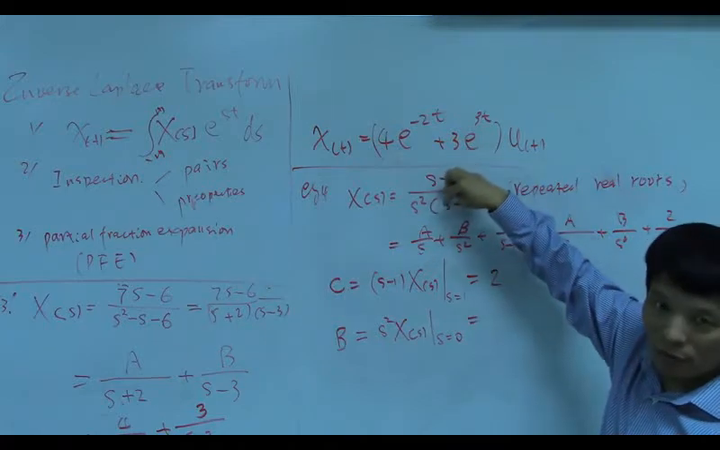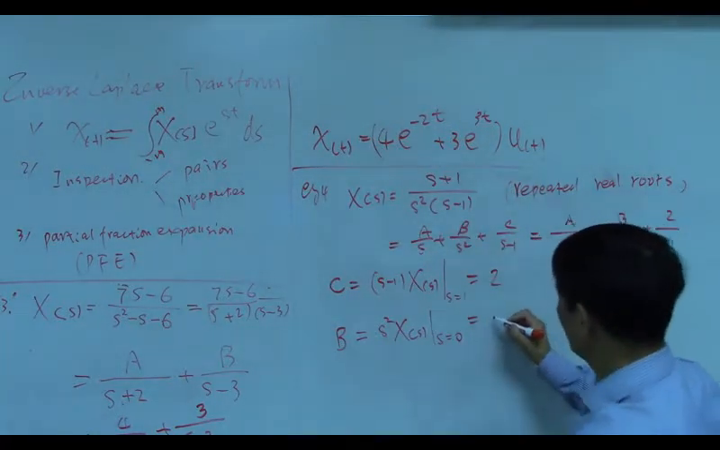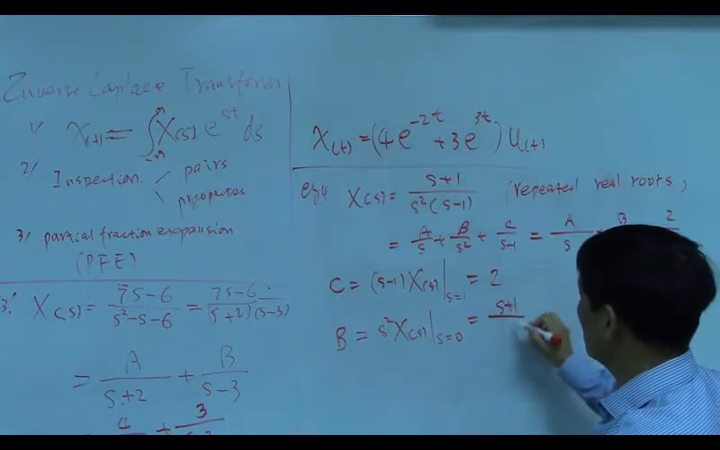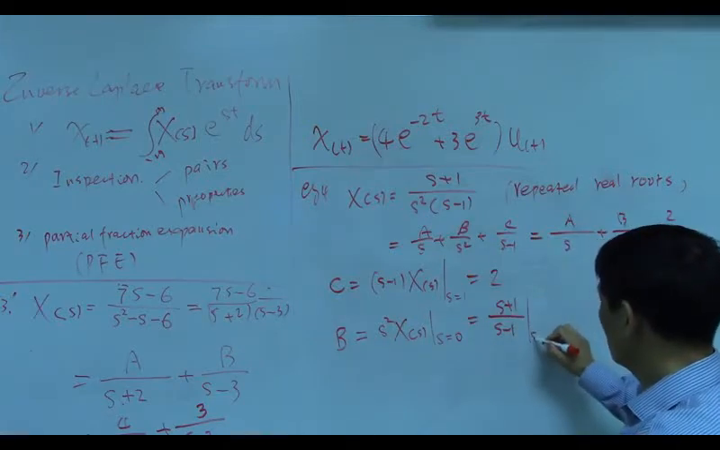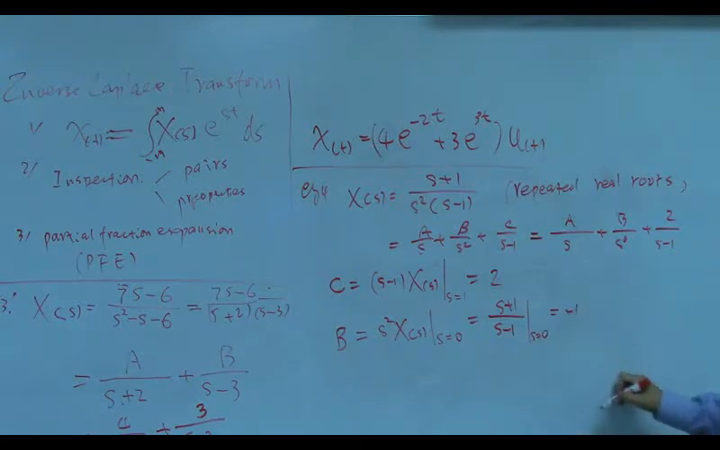So what is it? So let me write it first. Okay, so that one will be S plus 1, S minus 1, S equal to 0. So that one equals negative 1. Alright, so B is good. Now B is negative 1.